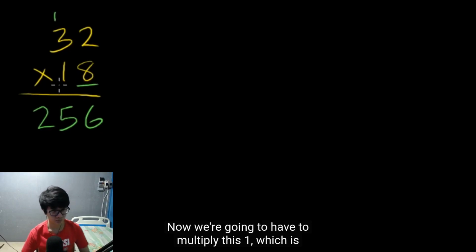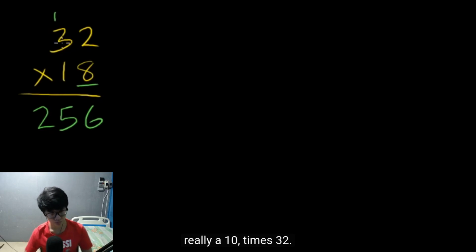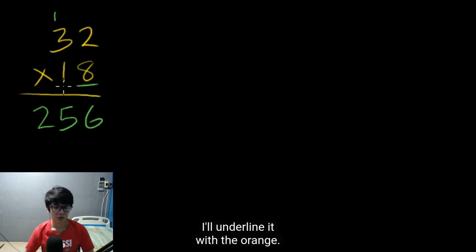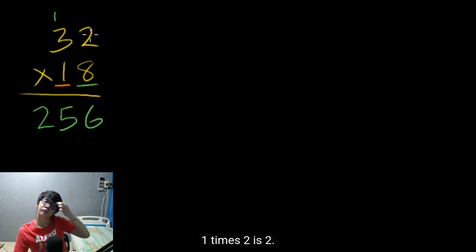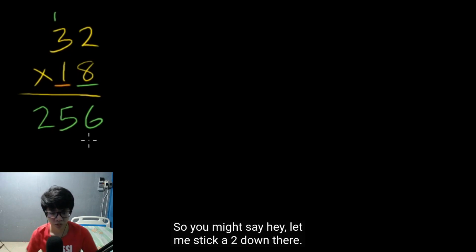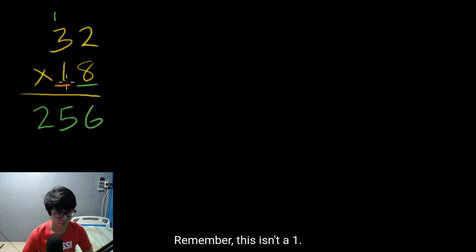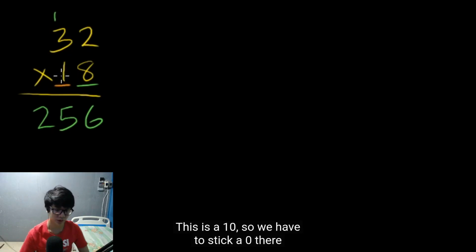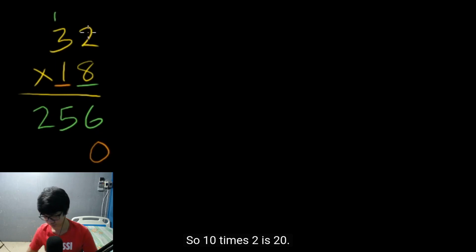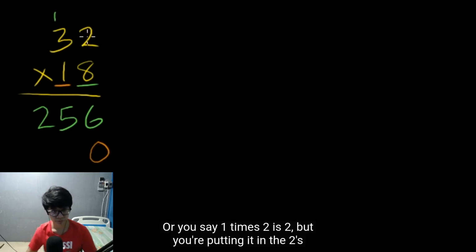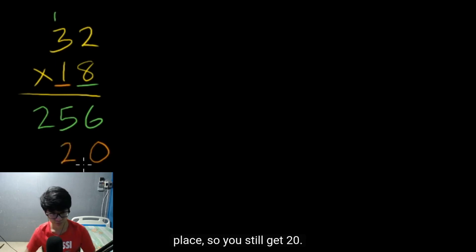Now we're going to have to multiply this 1, which is really a 10, times 32. I'll underline it with the orange. 1 times 2, we have to be very careful here. 1 times 2 is 2. So you might say, hey, let me stick a 2 down there. But remember, this isn't a 1. This is a 10. So we have to stick a 0 there to remember that. So 10 times 2 is 20, right? Or you can say 1 times 2 is 2, but you're putting it in the 2's place, so you still get 20.